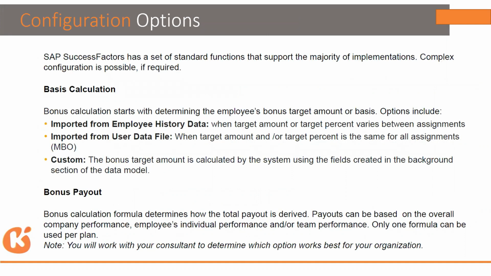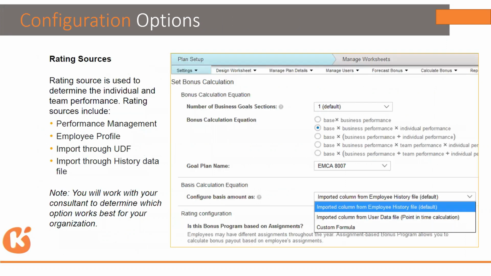Then this is the basis calculation. Here you can see your basis calculation. You can import this data or assign the target percentage. Then there are custom calculations also. Then there is a bonus payout also, and how you do that. These are the bonus calculation equations which I was talking about. You can see this is base into performance bonus. Then you have base into performance and individual bonus. Then base into performance plus individual bonus.